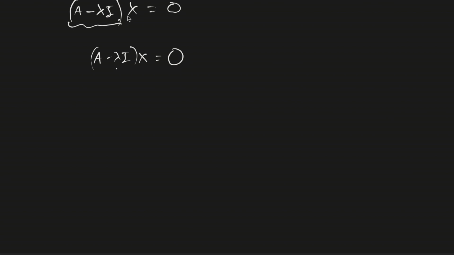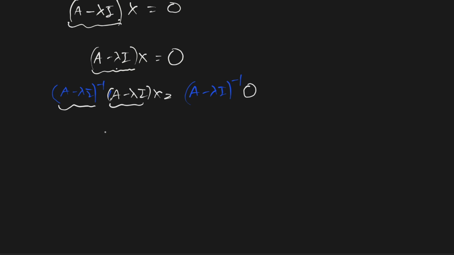To make x the subject here, I'll have to get rid of this A minus lambda I matrix on the left hand side. To achieve that, I'll multiply it with its inverse on the left hand side on both sides. So (A minus lambda I) inverse into (A minus lambda I) x is equal to (A minus lambda I) inverse into 0. On the left hand side, a matrix multiplied with its inverse gives me the identity matrix, so I into x is equal to 0. Now I into x basically means x only, so x is equal to 0.